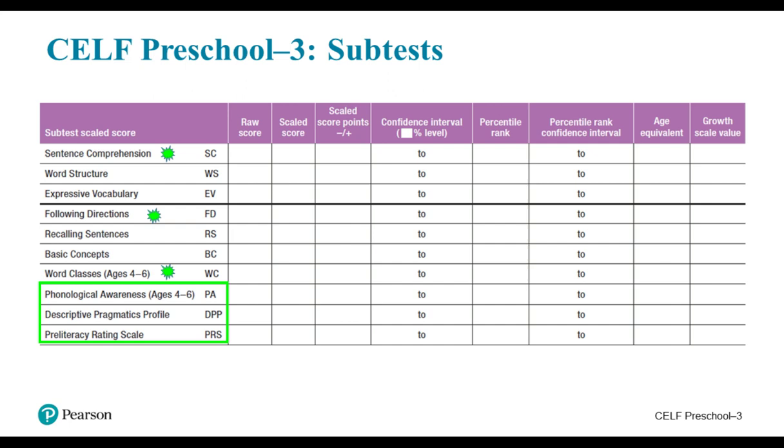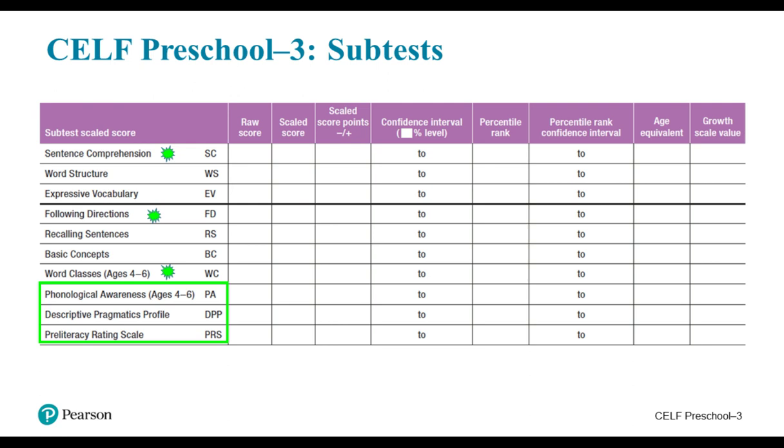CELF Preschool-3 offers 10 norm-referenced subtests that yield scale scores and 2 supplementary subtests that yield criterion-referenced scores. The 10 norm-referenced subtests are pictured here. Although there are a few changes in the subtest names, the Sentence Comprehension subtest on CELF Preschool-3 was Sentence Structure on CELF Preschool-2, and Following Directions was Concepts and Following Directions on CELF Preschool-2.